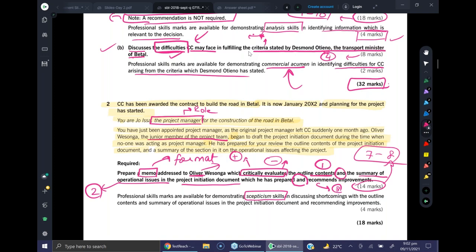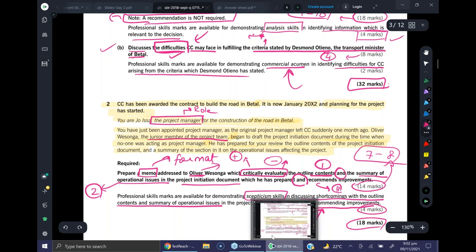So professional skills marks are available for skepticism in discussing shortcomings with the outline contents and summary of issues and recommending improvements. So very clearly, if you forget about recommending improvements, you're not only going to lose technical marks, but professional marks too. So that's alarming. That's super important to take care of all elements. So 18 marks are available.